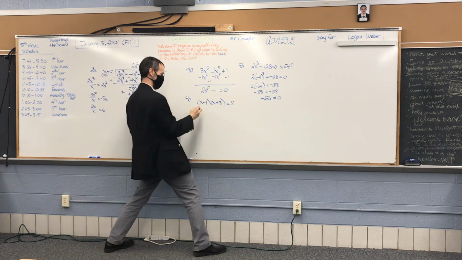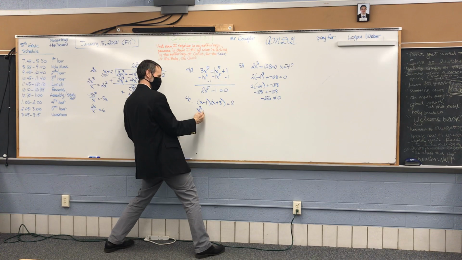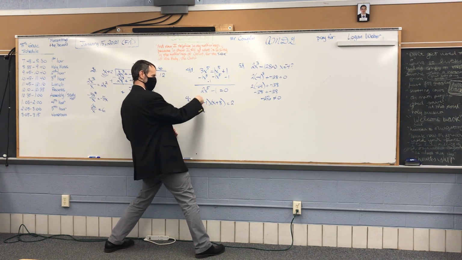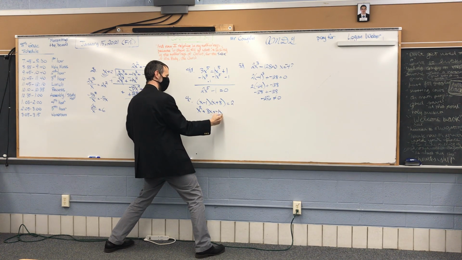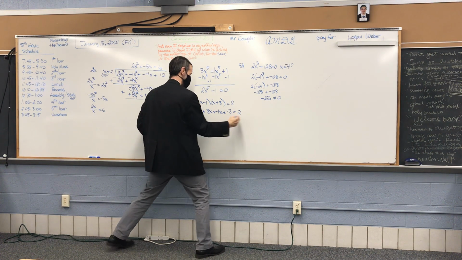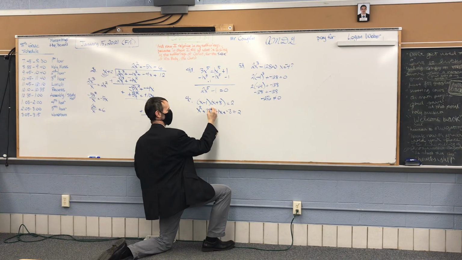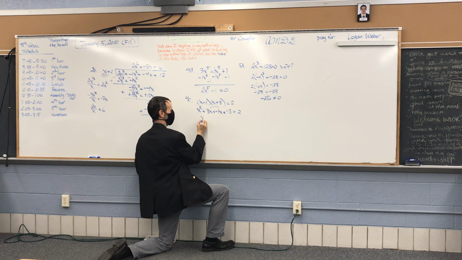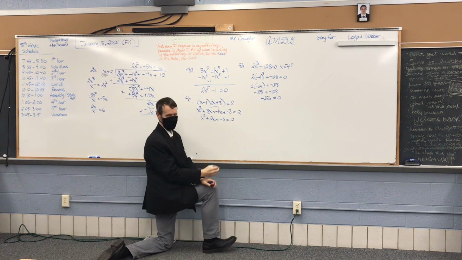Actually, go ahead, Reagan. X squared plus 3x plus negative 1x plus negative 3 equals 2. Any like terms? Yeah. So it's x squared plus 2x minus 3. One more step will fix it.